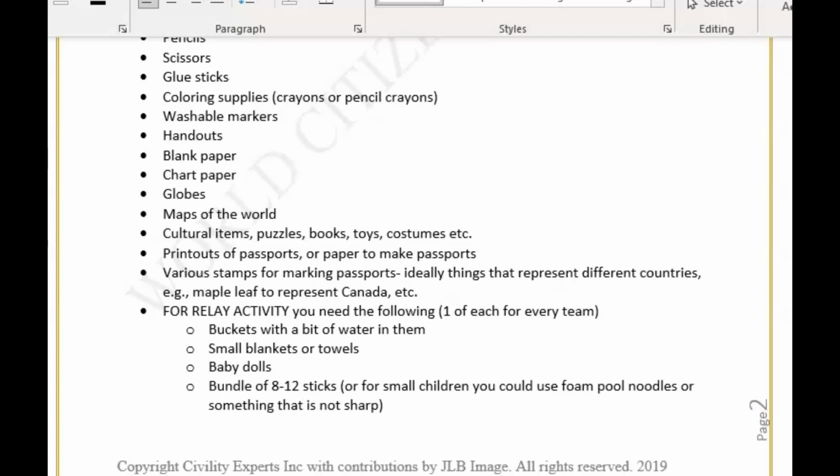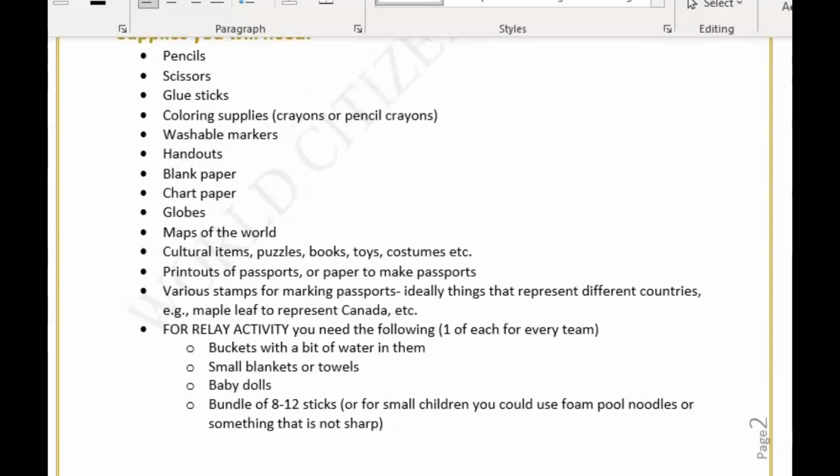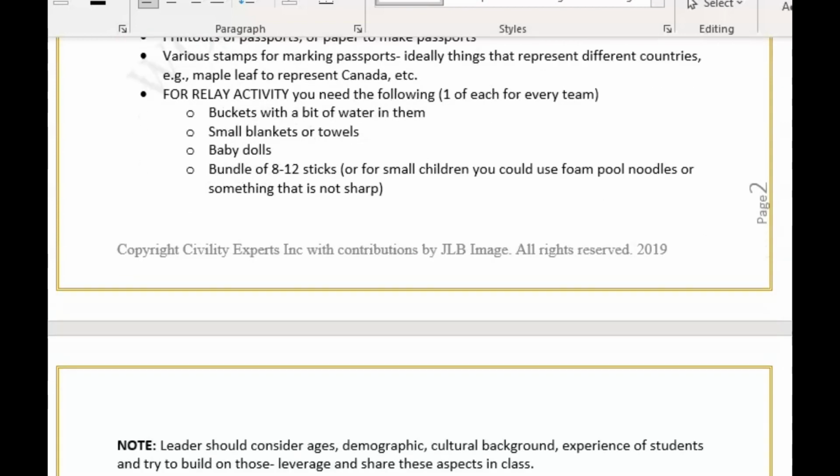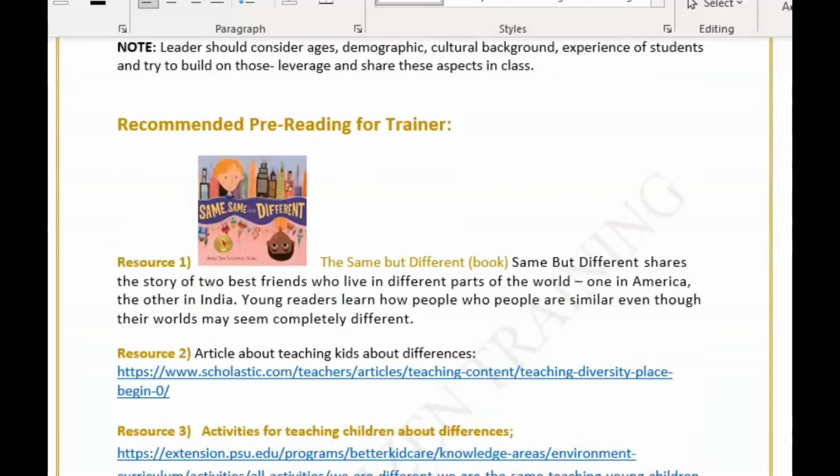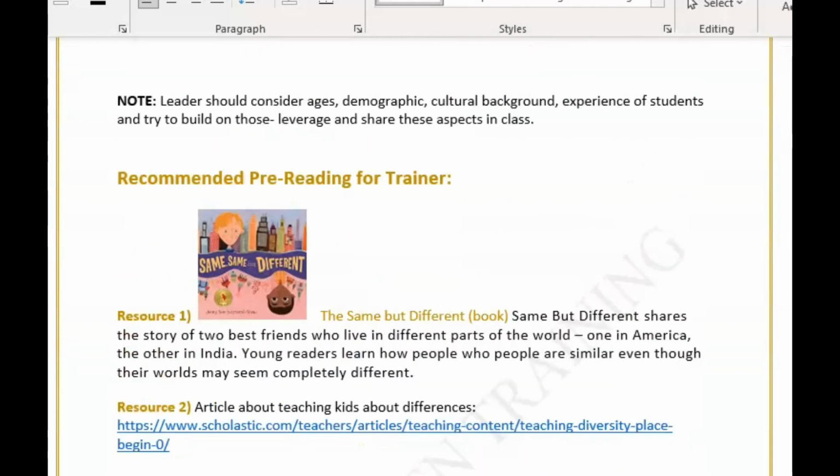So we have some notes here, printouts for making passports, some of the activities and games that are included in this lesson. As it was mentioned, please do consider demographic, cultural background, ages, experience, and let's try to build on and leverage those. So under every circumstance, we are always trying to convey equality and equity and civility. That should be embedded in your mindset, and it should at some point come through the lessons naturally.